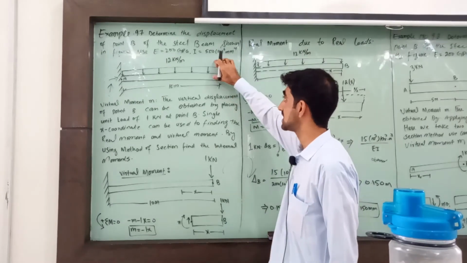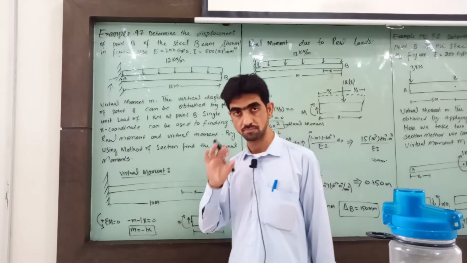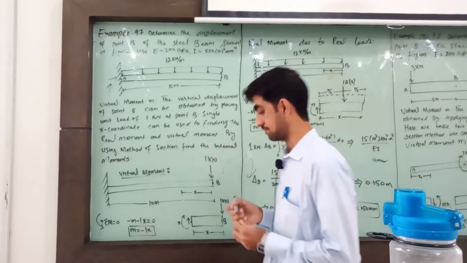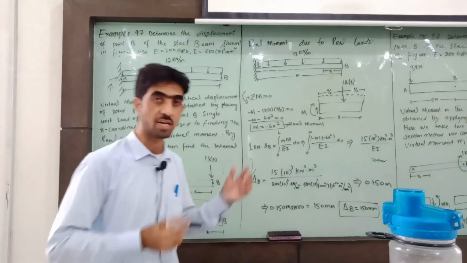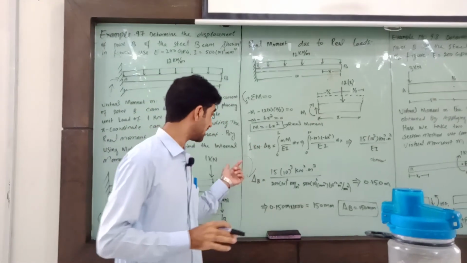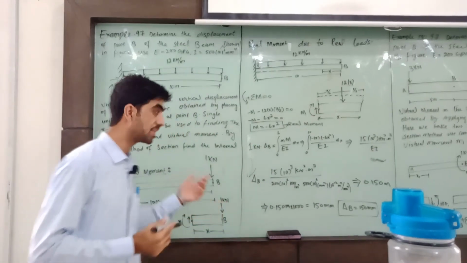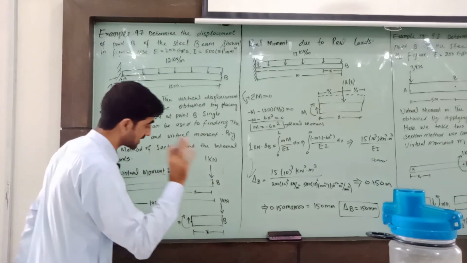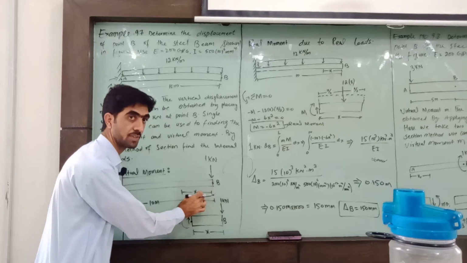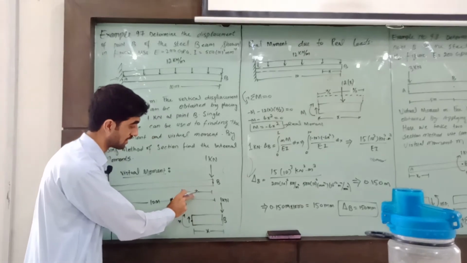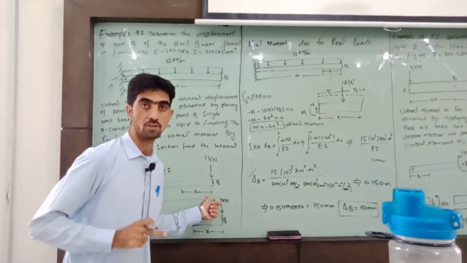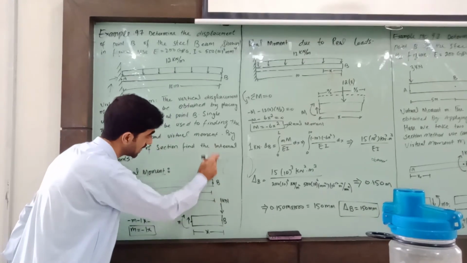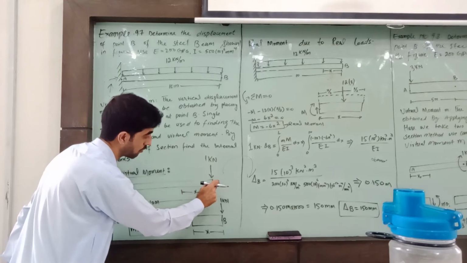First of all, you can see this diagram. This is the actual beam, so we draw the free body diagram. When we work on the basis of the virtual work method, we draw a free body diagram. First of all, we take a section. The length of this section we consider x. Point to be noted: we apply a 1 kilonewton load on point B.